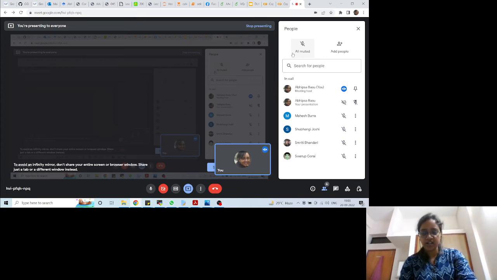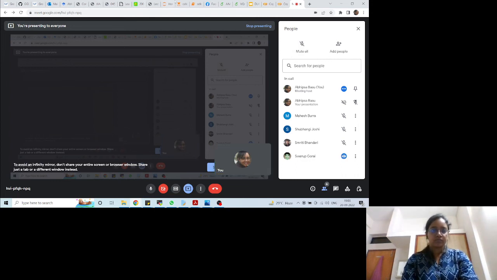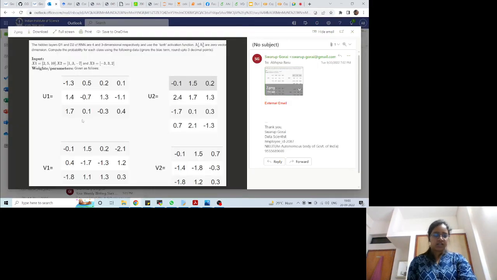I'm still audible, right? Ma'am has said, Manogna ma'am, that you multiply u1 x1 at the first layer. Correct, I understood. But u1 x1 I cannot multiply, because the dimension is not matching.